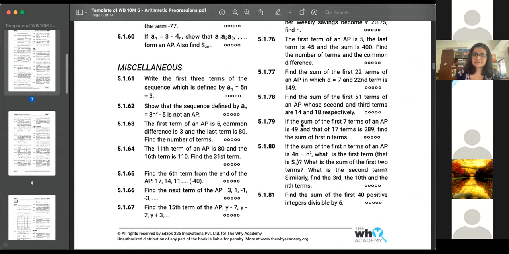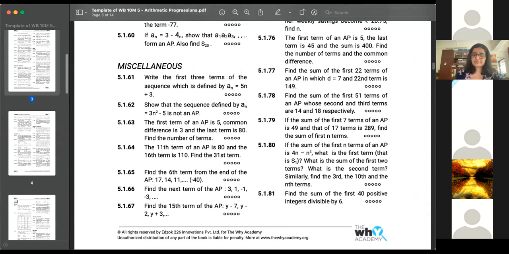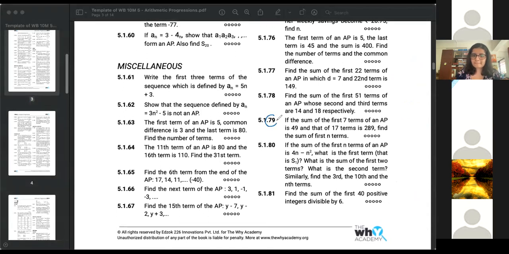So 77 is again very similar to that. Look at question number 79. If the sum of first 7 terms of an AP is 49 and 17 terms is 289, then find the sum of first n terms. So when you have a question like this, sum of first n terms, when your n is not specified, you'll have to find it in the form of a formula. You'll get an answer something like sum of n terms Sn equal to 3n minus 4n square or something in this format. Okay, so don't be confused.